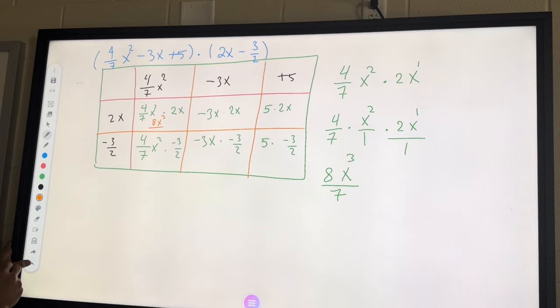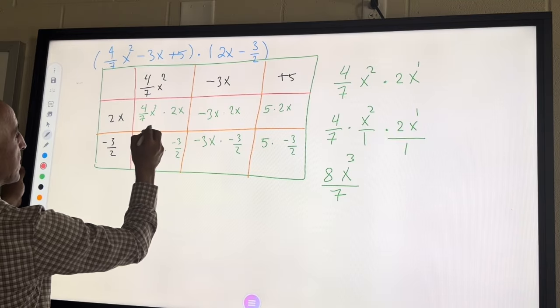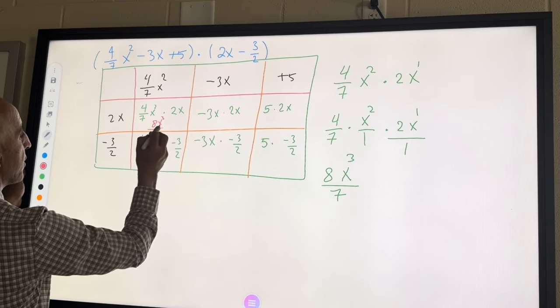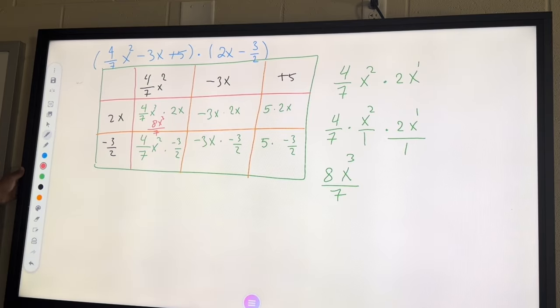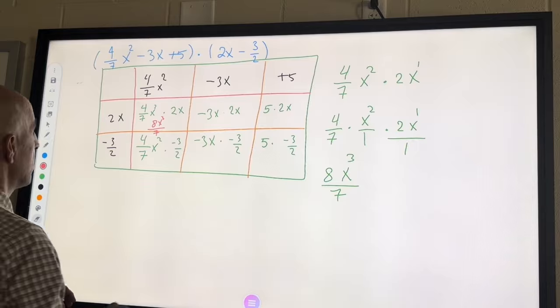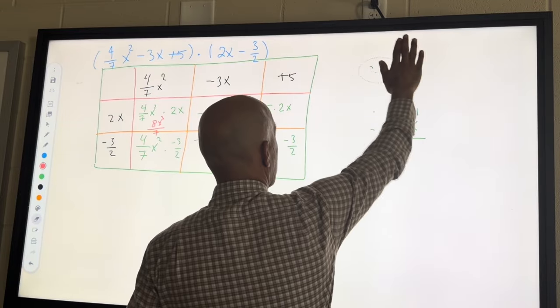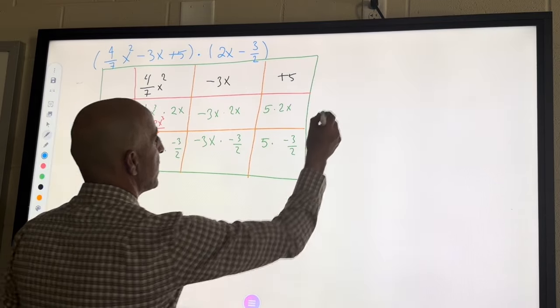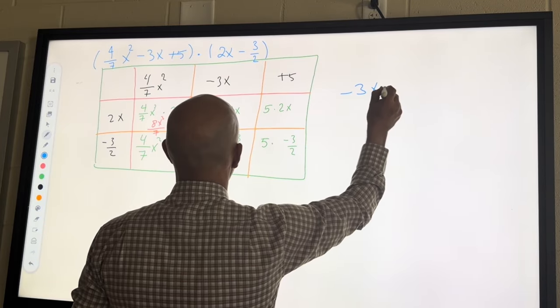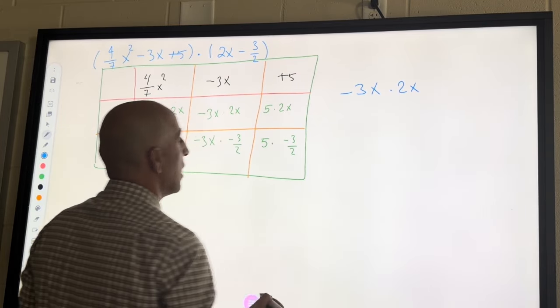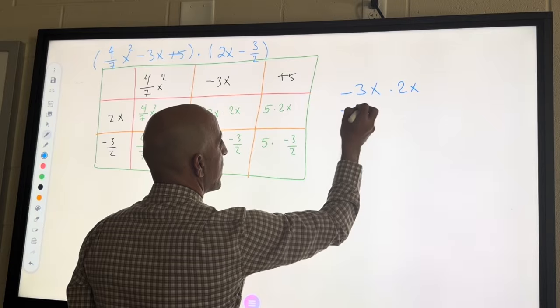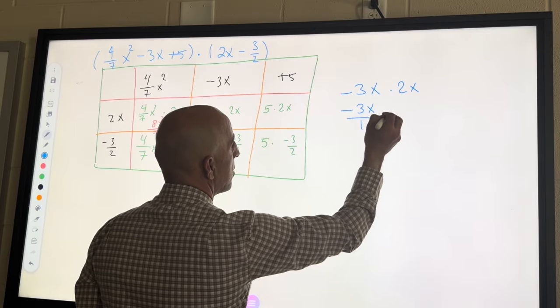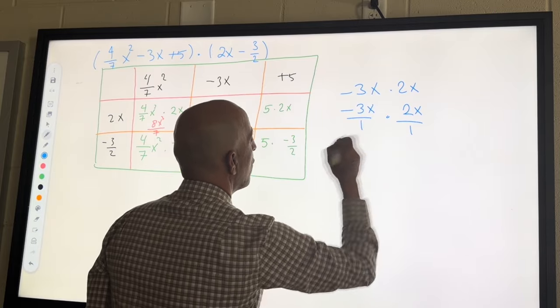Let me take this as another color. Like for example, it's 8x to the power 3 over 7. We can keep going with the other calculations. For example, I have negative 3x multiplied by 2x. I can deal with this like this. So negative 3x over 1 multiplied by 2x over 1.